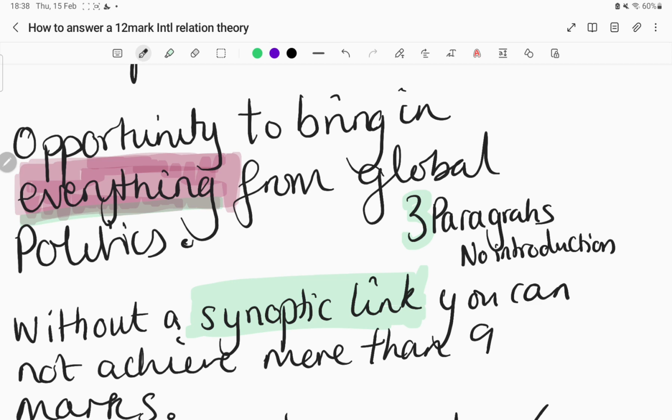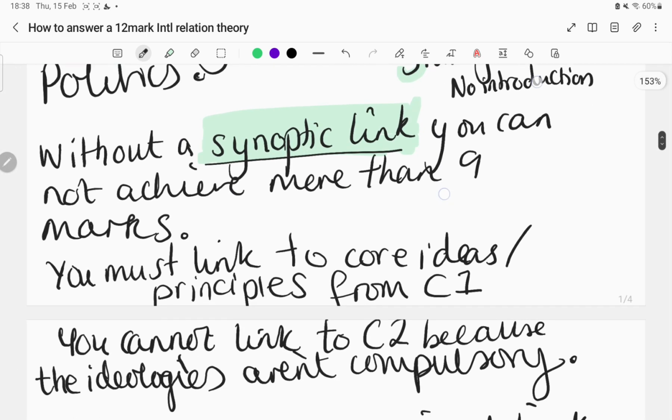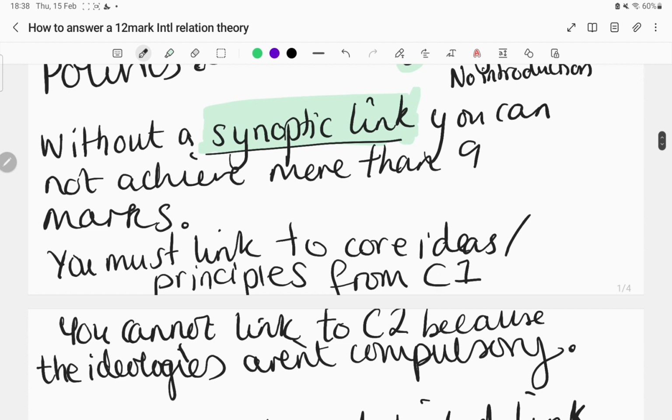Now, this has to be linked clearly to the ideologies from paper 1. It cannot link to the ideologies from paper 2, or it can, but you won't get marks for that, because the ideologies from paper 1 are compulsory. So you can link it to liberalism, you can link it to socialism, and of course you can link it to conservatism. And one of the key thinkers that we did for realism was Hobbes, who is also a conservative. And so that's usually quite an easy link to use.